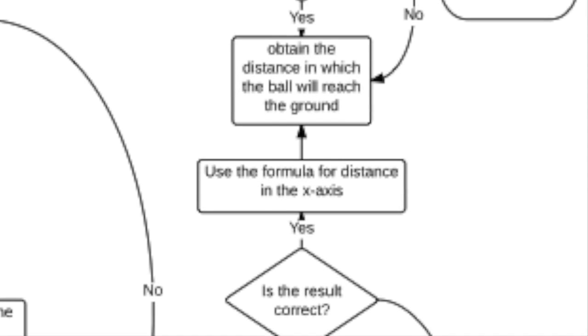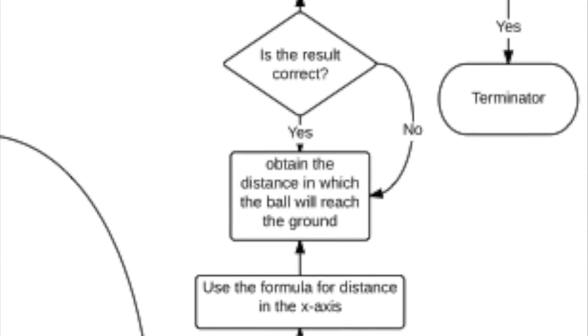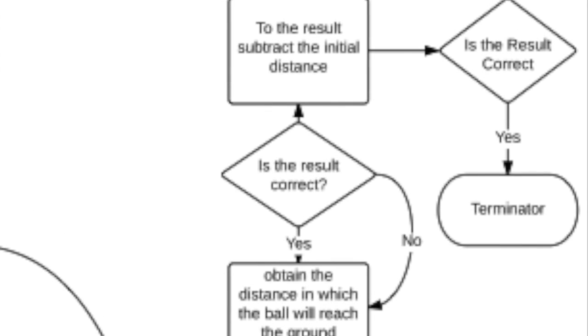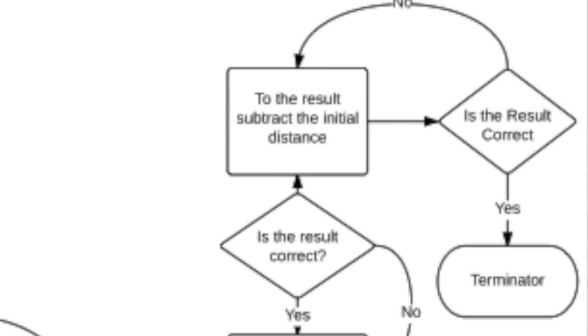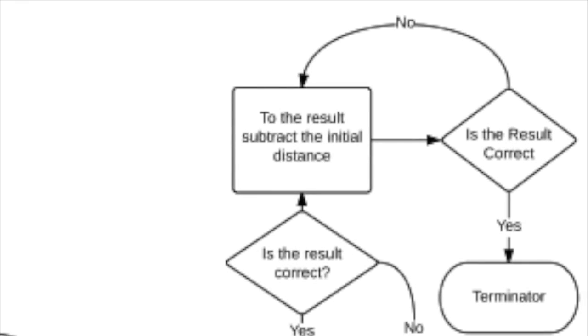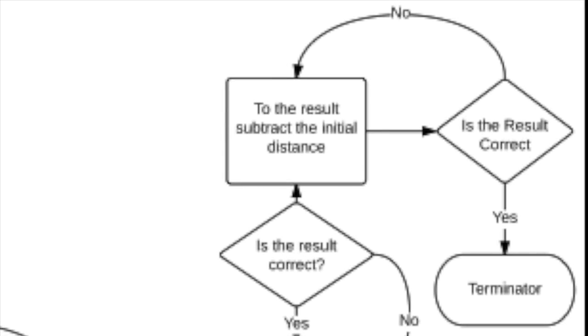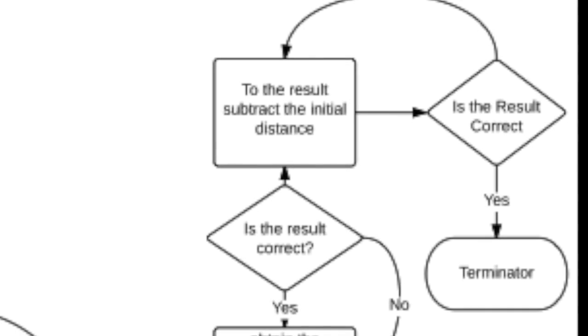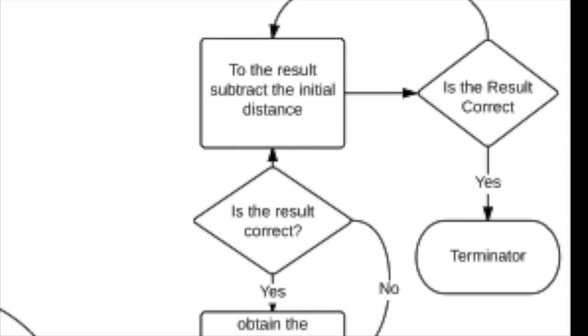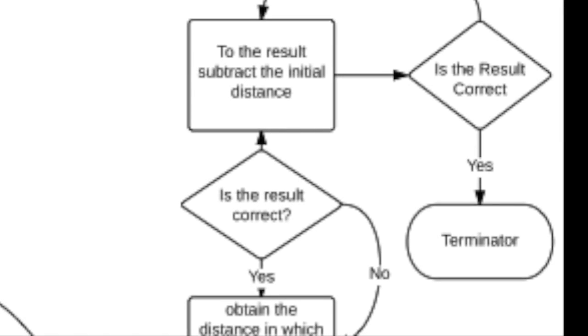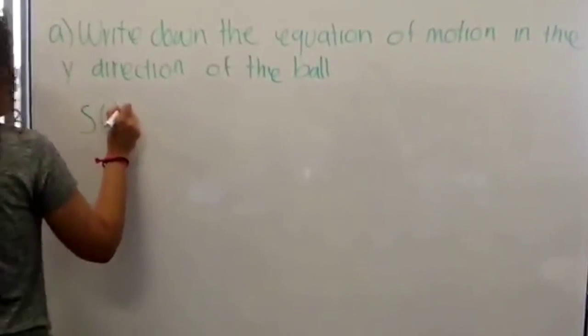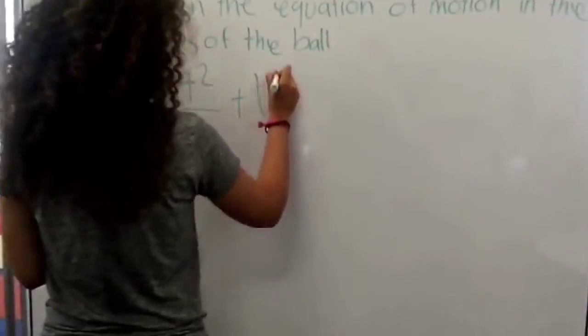If no, go back. If yes, use a formula for distance in the x-axis. Obtain the distance in which the ball reaches the ground. Is the result correct? If no, go back. If yes, to the result subtract the initial distance. Is the result correct? If no, go back. If yes, you're done.